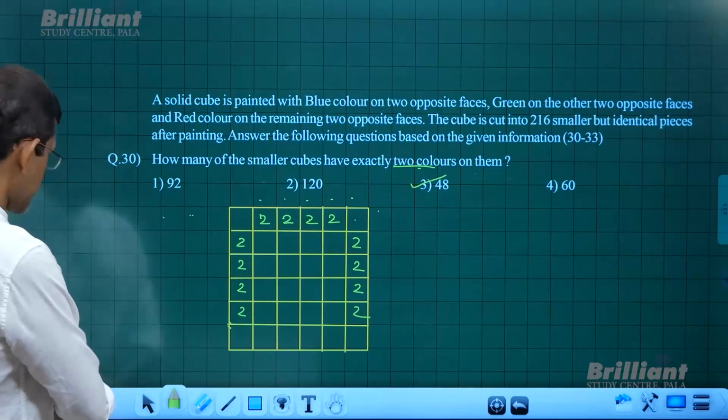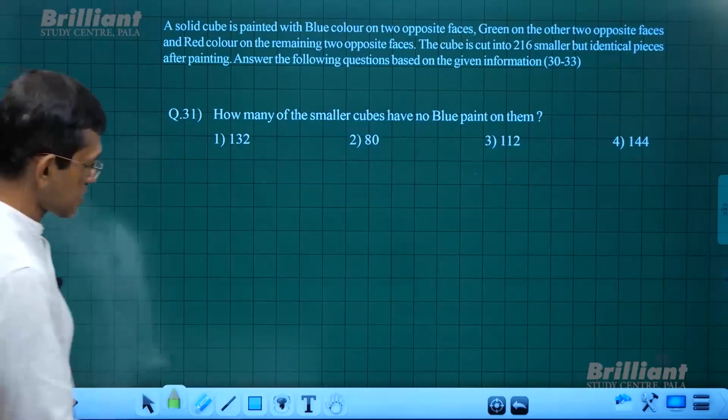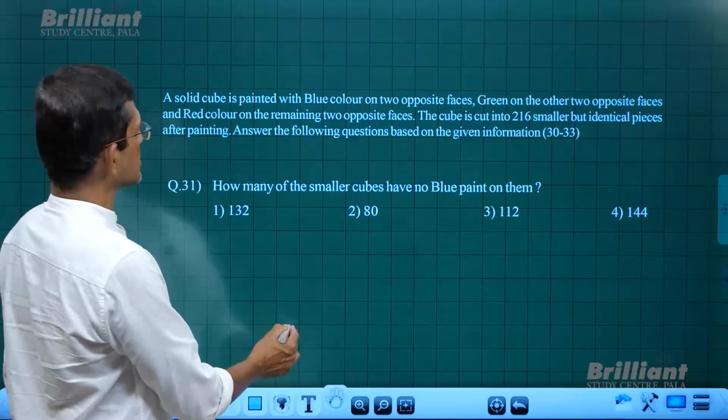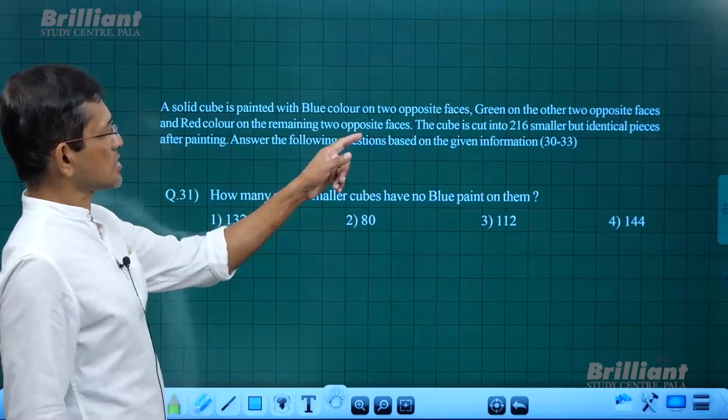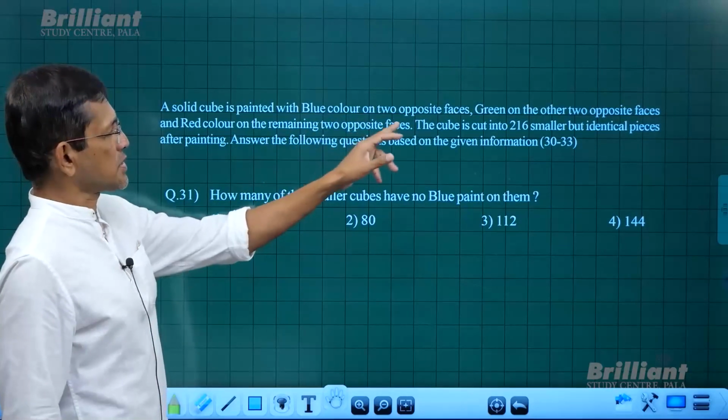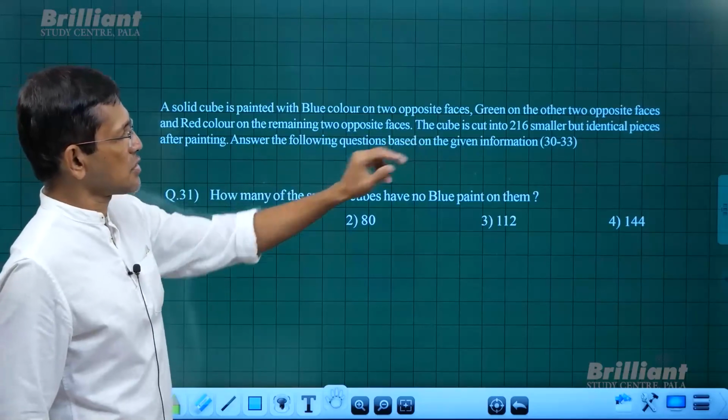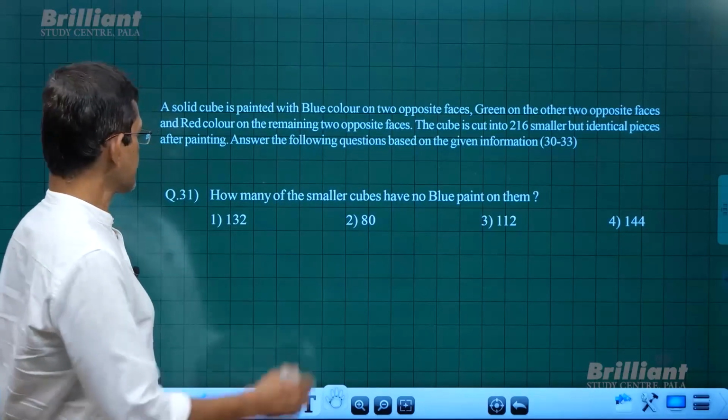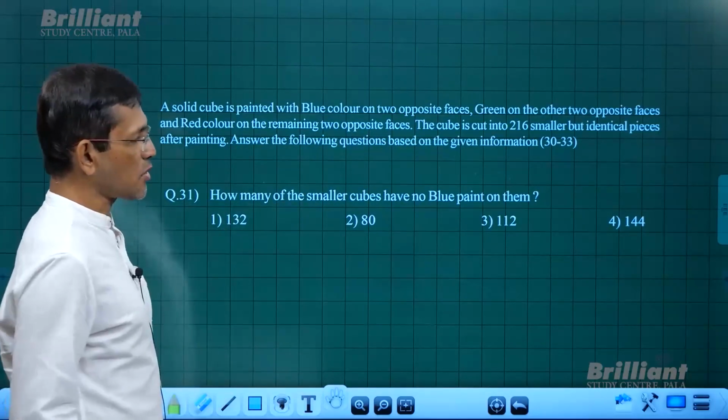And we'll go for the next question. The next question is based on the same direction: blue color on opposite faces, green on opposite faces, then the cube is cut into 216 pieces. And how many of the smaller cubes have no blue paint on them?